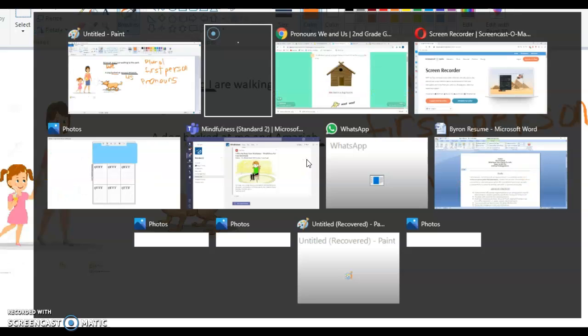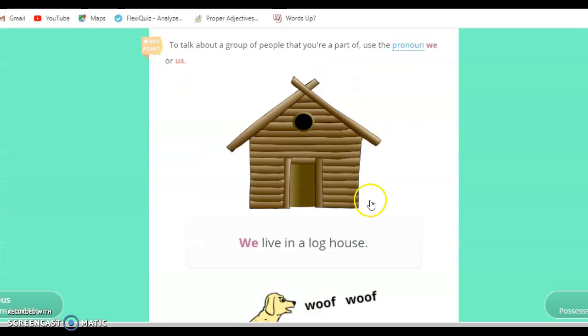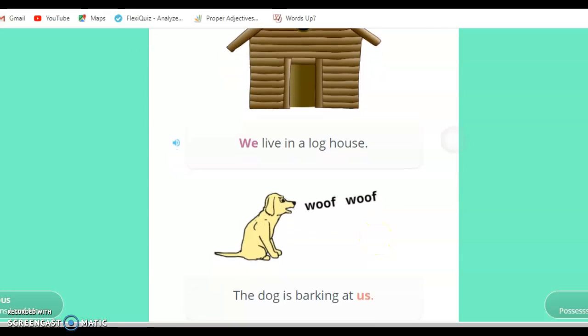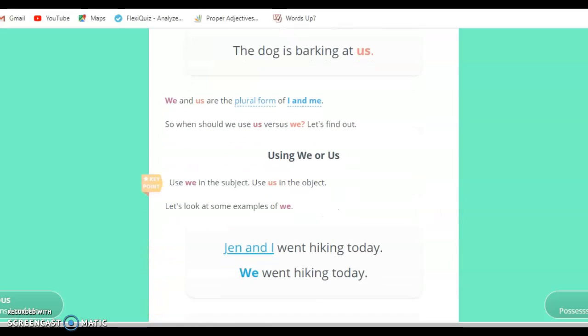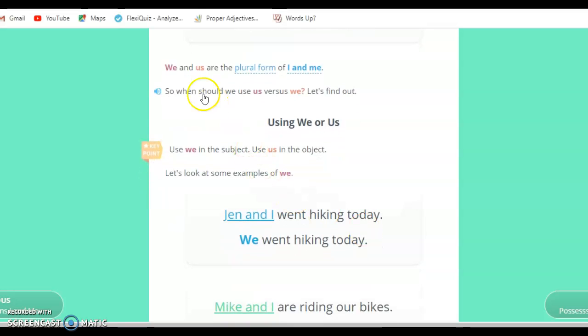So let's look at a few more examples here. "We live in a doghouse." Woof woof. The we comes as the subject. "The dog is barking at us." Us comes after and is used as an object, and it comes after the verb. The verb here is barking. It's the action that's being done, right? So we and us are the plural form of I and me.